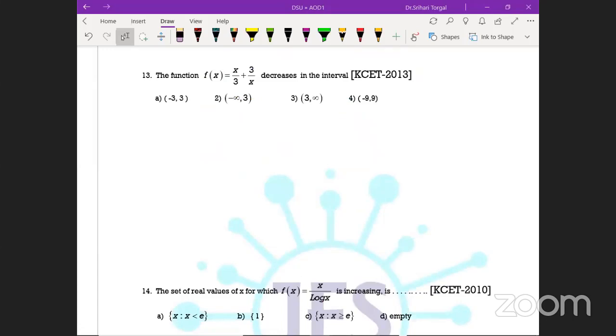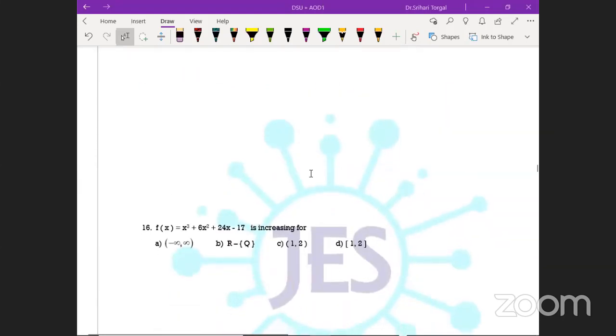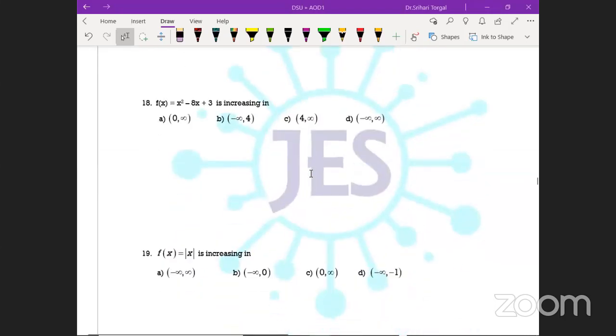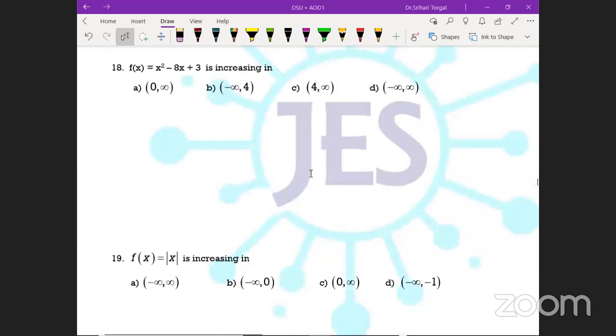Now let me start with the increasing decreasing problems, right? Let me start with some easy problem that is in quadratic. Question number 18. F of x is equal to x square minus 8x plus 3 is increasing, right? Increasing and decreasing. We have to calculate.